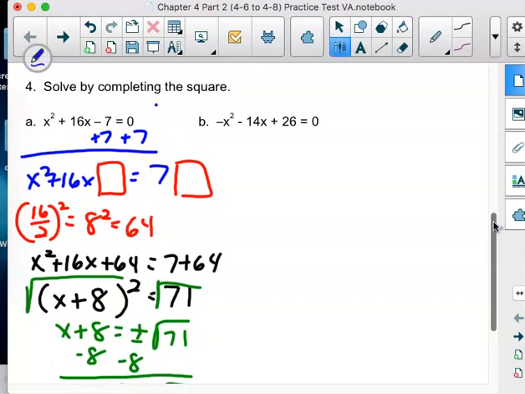Take a look at B. To complete the square, we have to have a 1 in front of the x squared. Do we? Uh-oh. How are we going to get that out of there? Yes and no. It will take 2 steps if we factor it. How can we get rid of that negative in front of the x squared? Divide everything by negative 1.